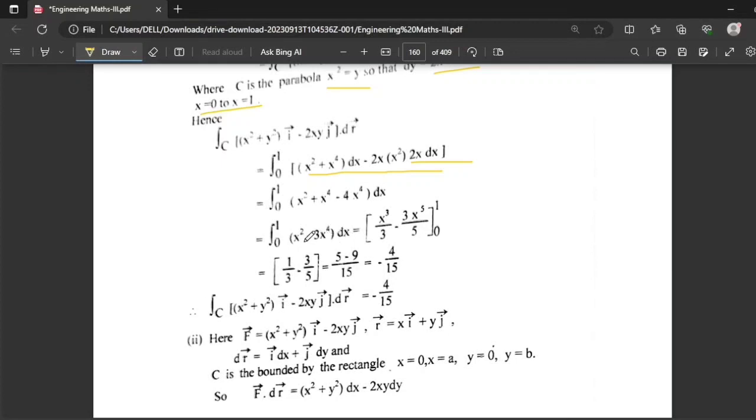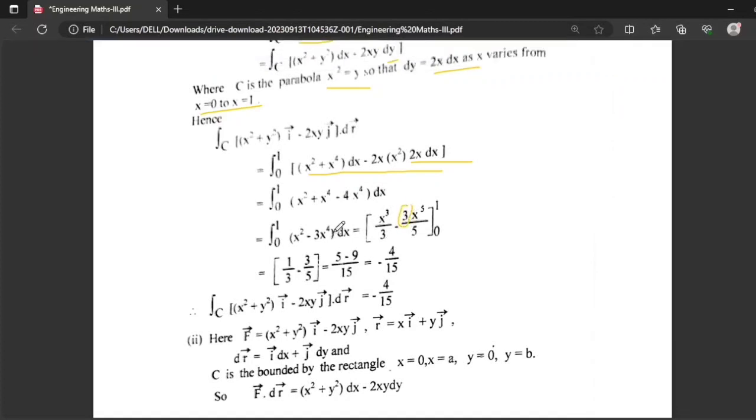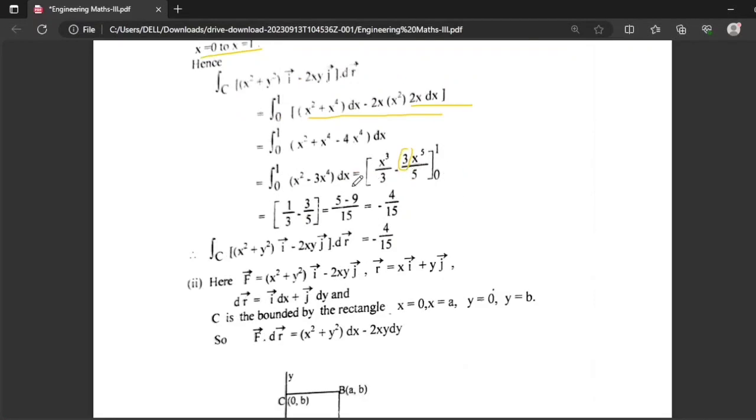So it is x power 3 divided by 3, minus 3 times x power 5 divided by 5, and x varies from 0 to 1. Plugging in the upper limit, we get 1 cubed, which is 1 divided by 3, minus 3 over 5, because 1 power 5 is 1. Simplifying, we get negative 4 over 15. This is the required answer.